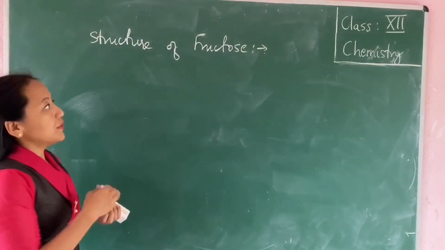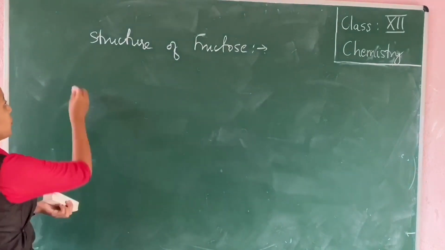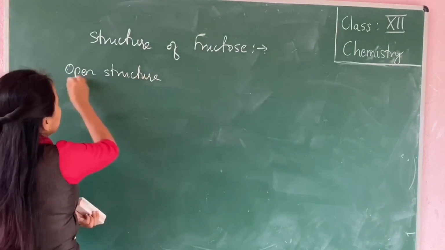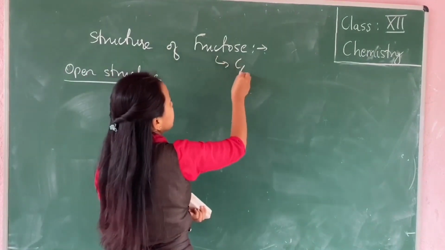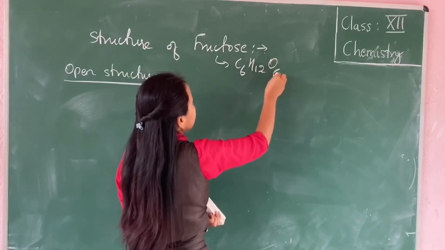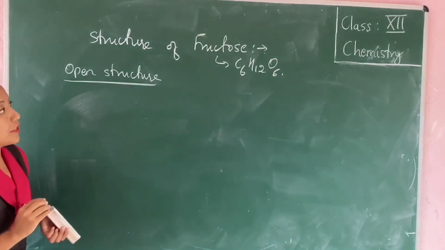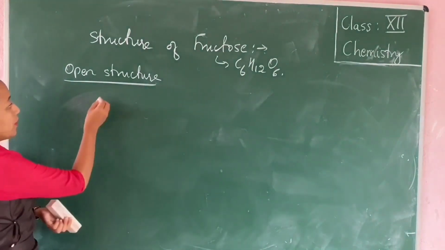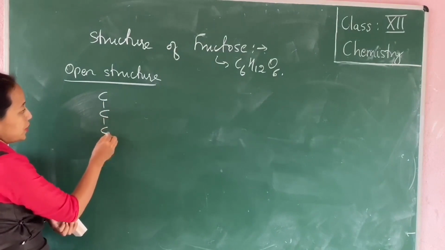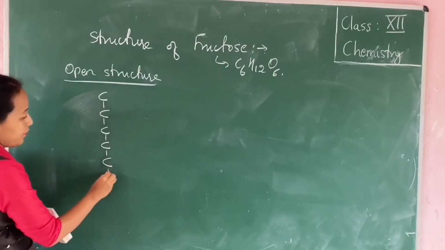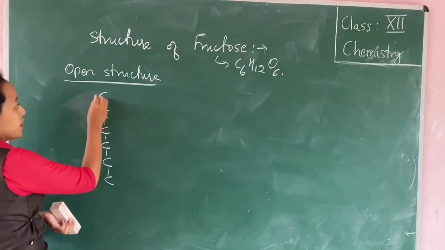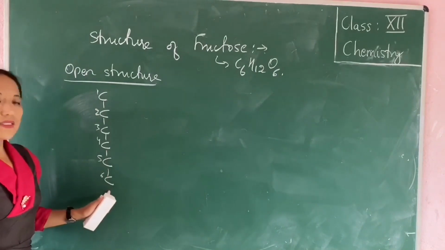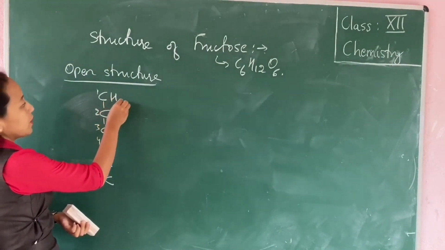On the structure of fructose, first let us write down the open structure of fructose. C6H12O6. It contains ketone as the functional group. From the different experiments conducted, it was found that all the carbon atoms are in a straight chain, 1, 2, 3, 4, 5, 6. The first and the sixth carbon atoms are found to have a primary alcohol.